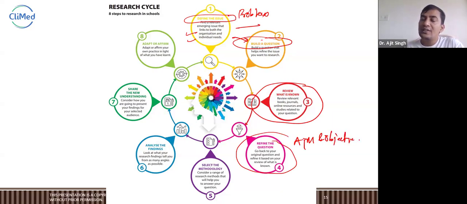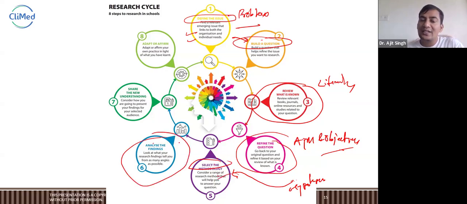You will create the aim and objectives. Once you have the aim and objectives, you will definitely have the hypothesis. They have not written hypothesis here, but from the question you will have the hypothesis. After the hypothesis, you select the methodology from multiple types of methodologies, and then you collect the data. Based on the data collected, you analyze the findings, and then you report the findings, like sharing the new understandings, making the thesis, or publishing it.